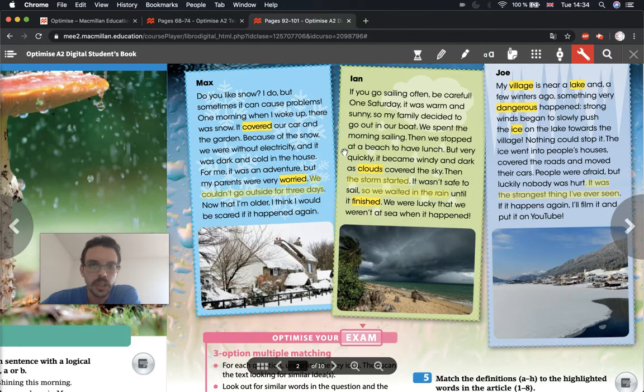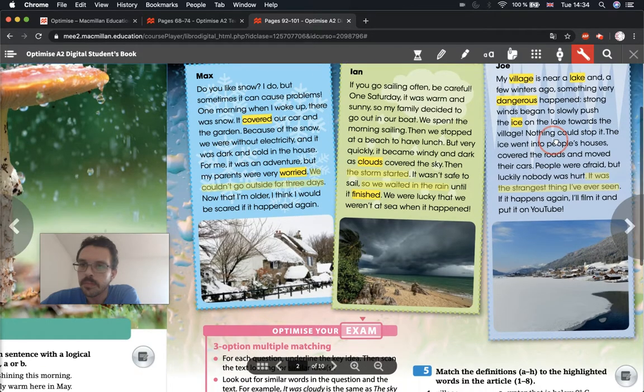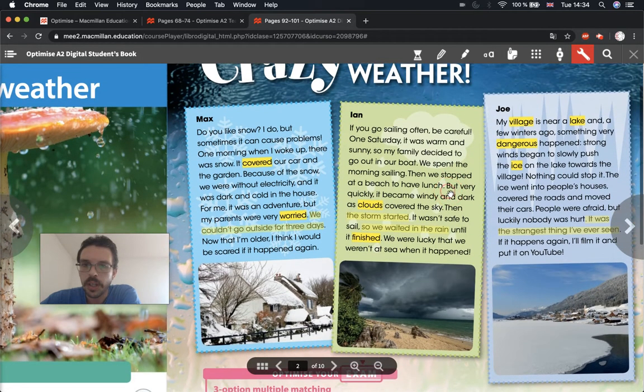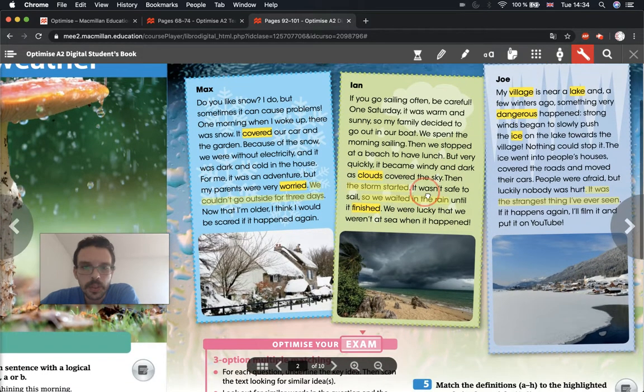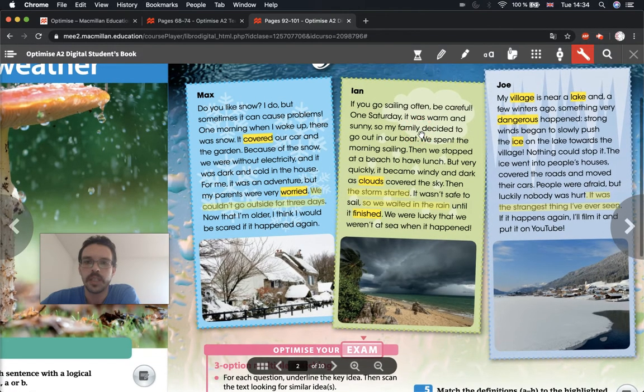So let's think. Who's talking about activities? Well, the only one of these texts where they mention any sort of activities would be here. Okay, and the activity that they're doing is sailing.